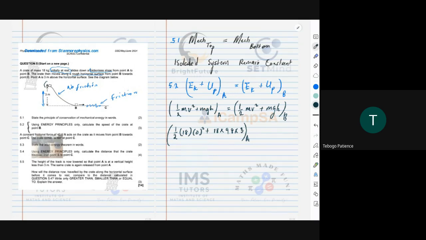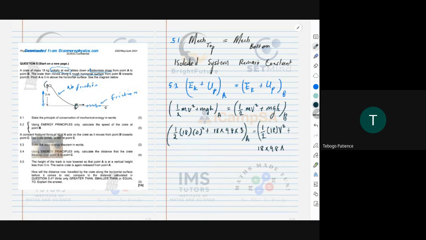So let's carry on, right? So equals to, now what do we want? We want the speed of the crate at point B. So this is what we are looking for. So we can say 1 over 2, 18 v squared plus 18 times 9.8, but now we are at the bottom here.